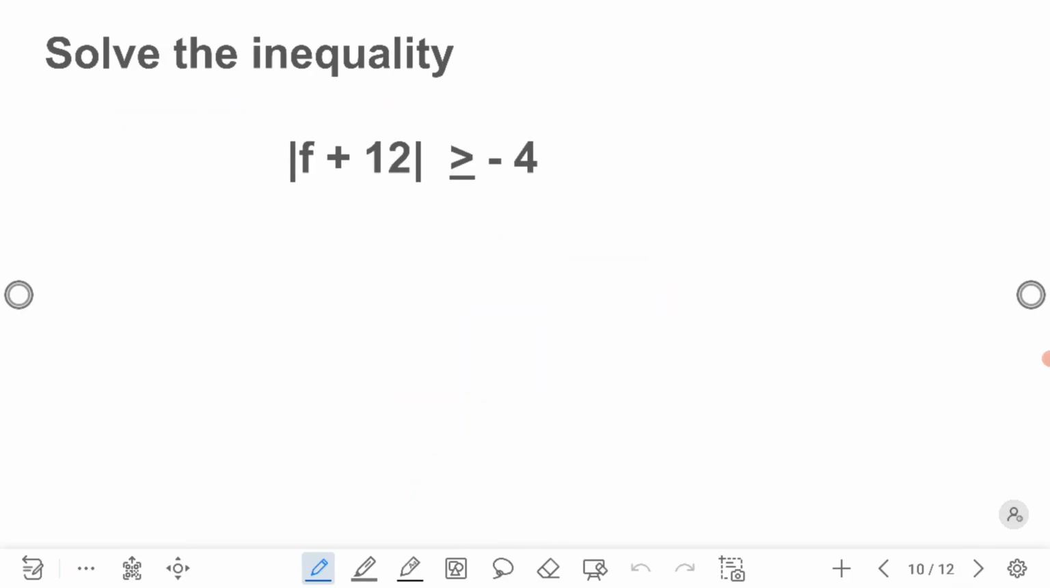All right. Now, let's look at this one. The absolute value of f plus 12 is greater than or equal to negative 4. Our key here is that this is an absolute value, and this is a negative number. So essentially, what you're asking yourself is, when is an absolute value greater than a negative number? Well, it always is, because absolute value is always greater than a negative.